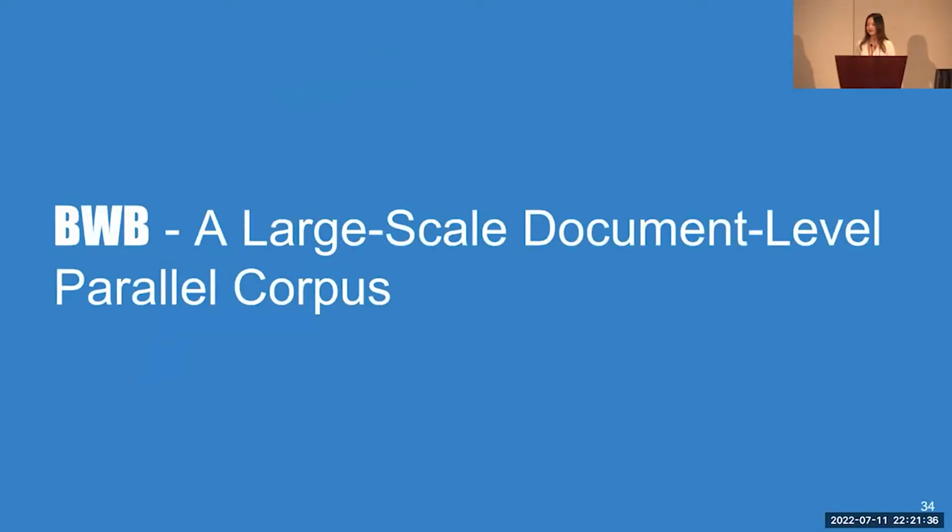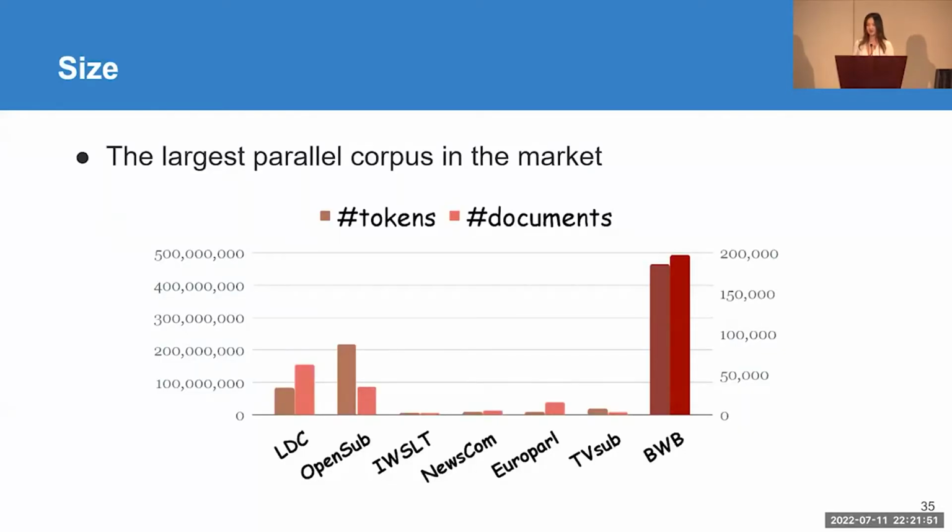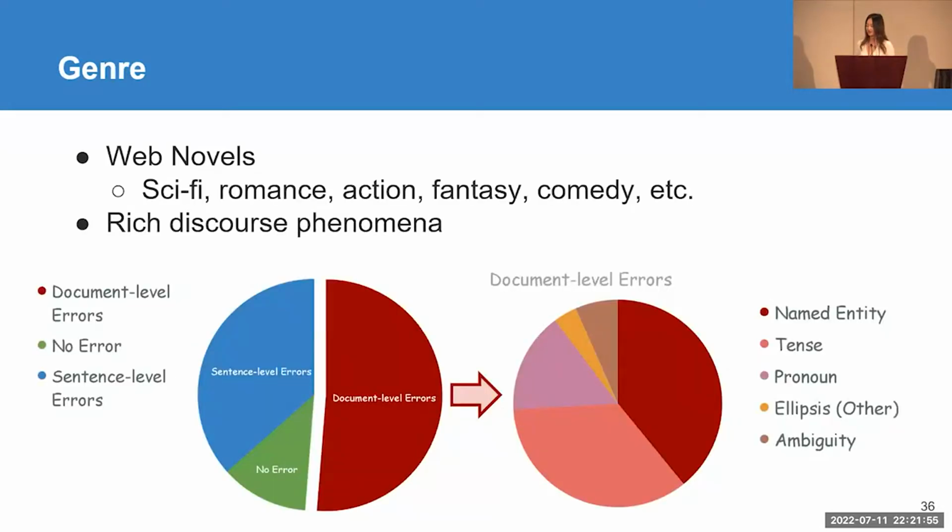So here come our experiments. We conduct experiments on a newly constructed corpus called BWB, bilingual web book, which is a large-scale document-level parallel corpus that consists of web novels in English. To the best of our knowledge, this is the largest parallel corpus on the market, and it also contains rich discourse phenomena because it consists of web novels.